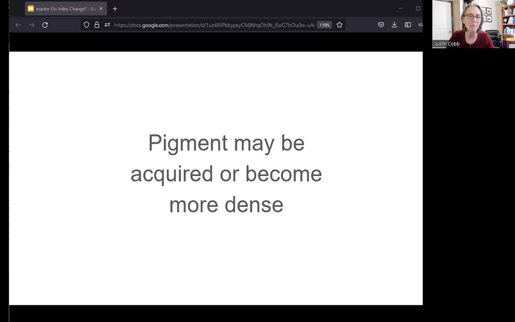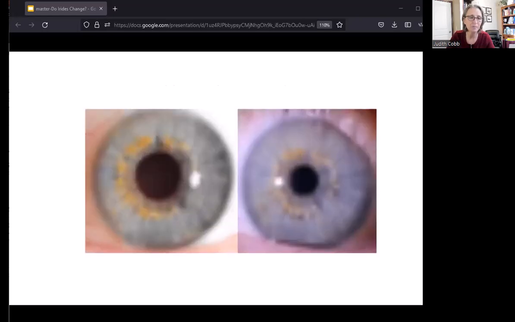We know that pigment may be acquired or may become more dense. Pigment does not go away. It accumulates, it does not disperse. So, for example, these are the same person. Again, different cameras. So we're not looking at before and after here. What we're looking for is whether there is anything that is remarkably different. So this again was a print film camera and an incandescent flash at the side. This is a 24 megapixel with the LED flash.